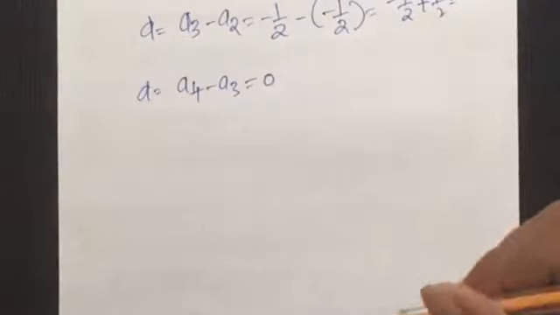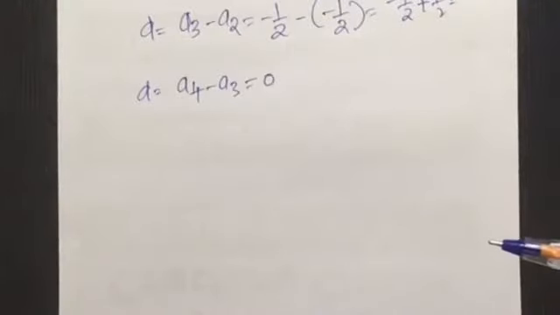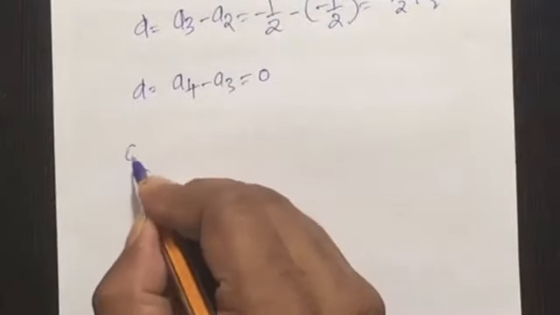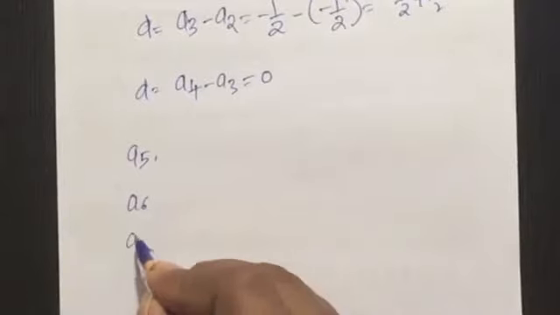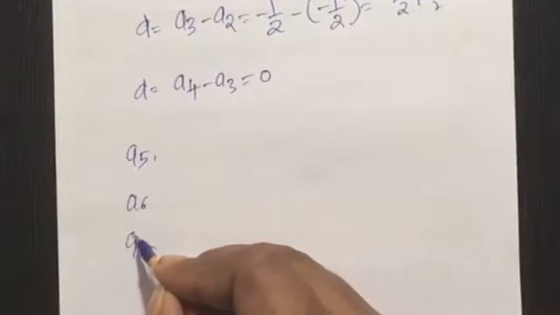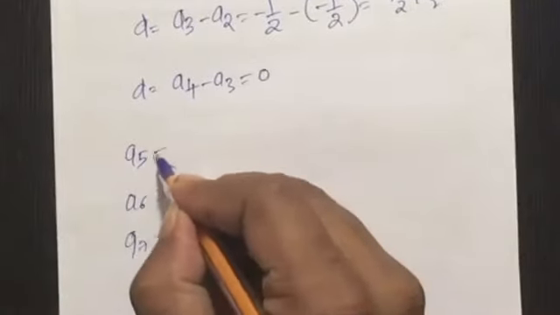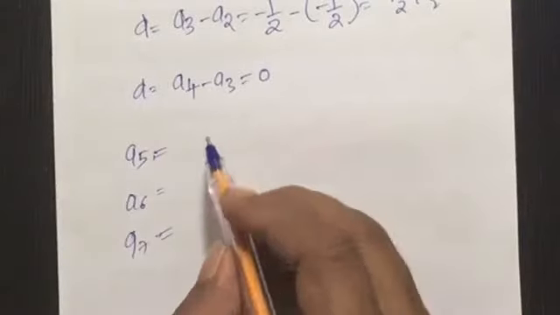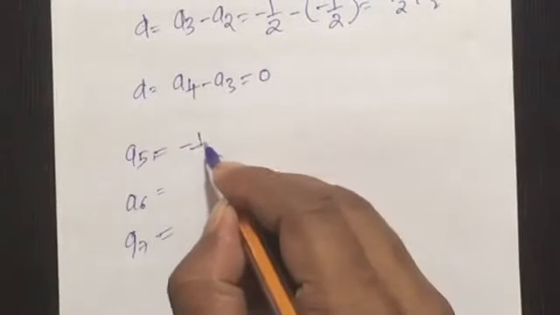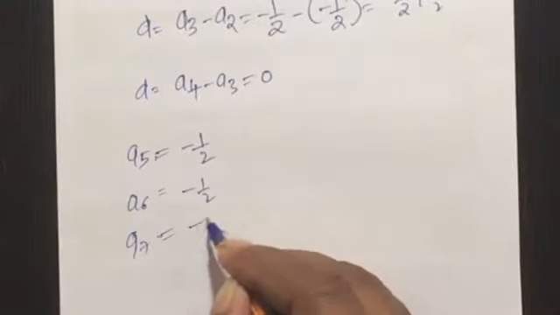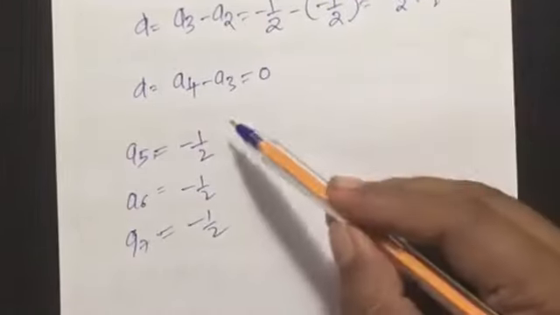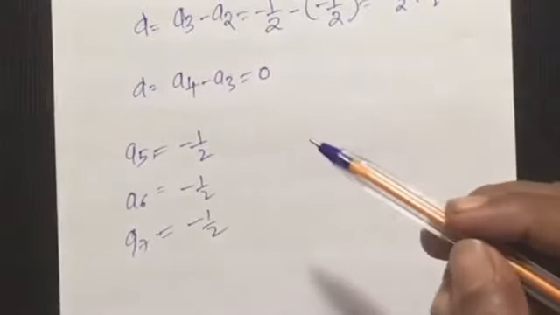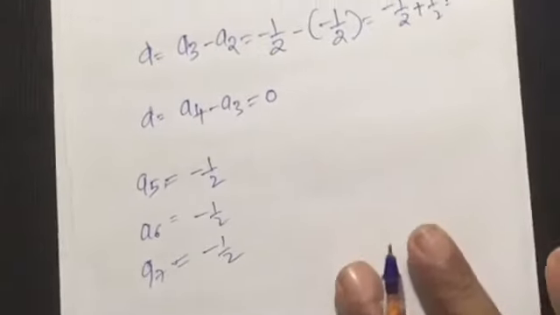If it is an AP, what are the next 3 terms? See students, to find A5, A6, A7, just say this value is also minus 1 by 2, minus 1 by 2, minus 1 by 2, because your common difference is 0. Then automatically you will get the values minus 1 by 2, minus 1 by 2, minus 1 by 2.